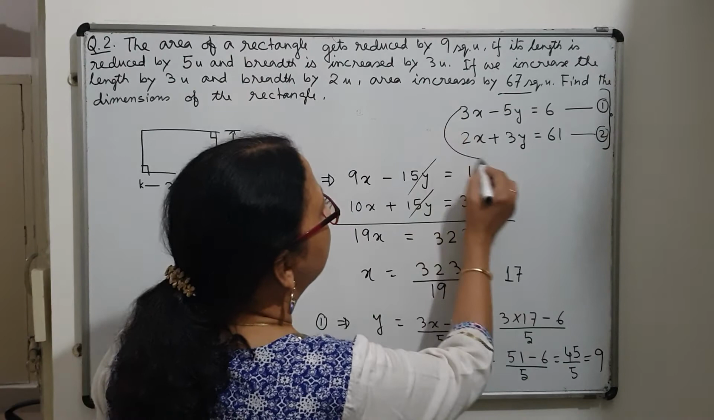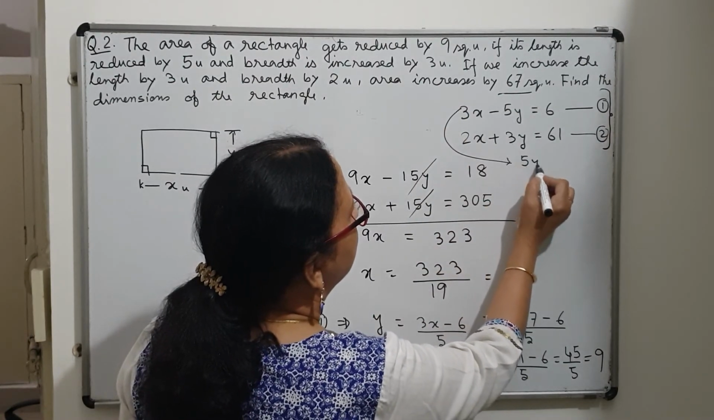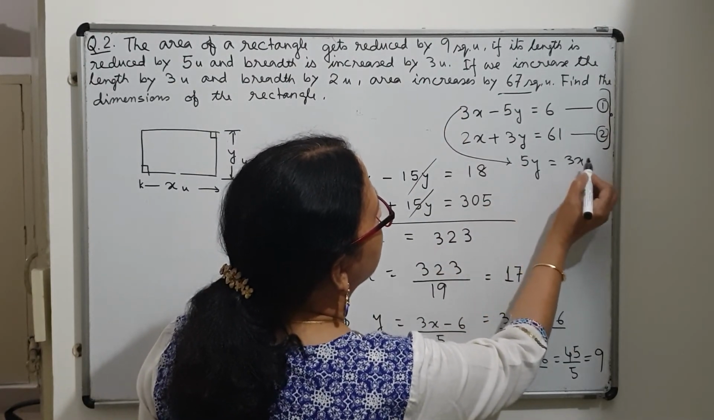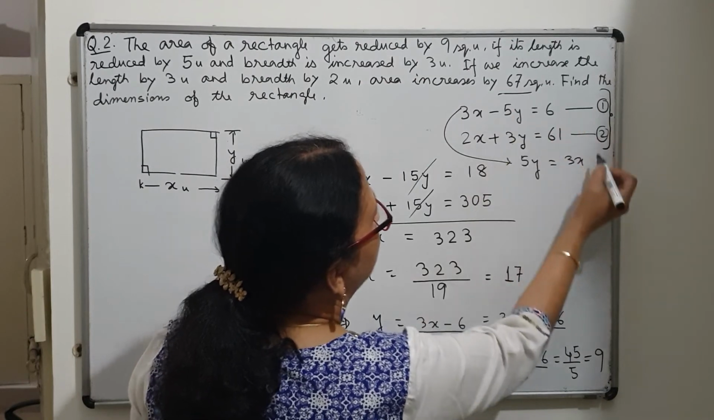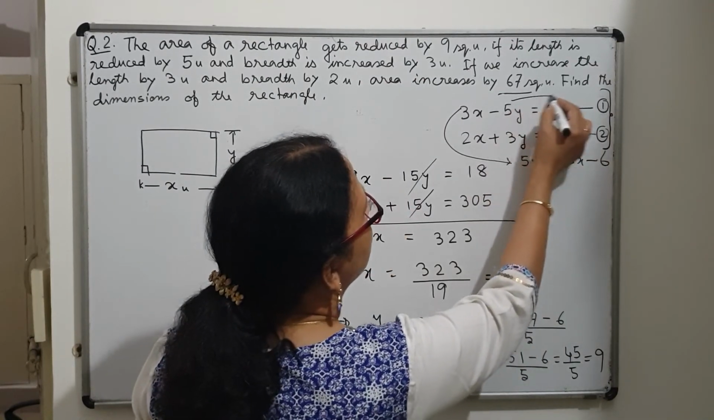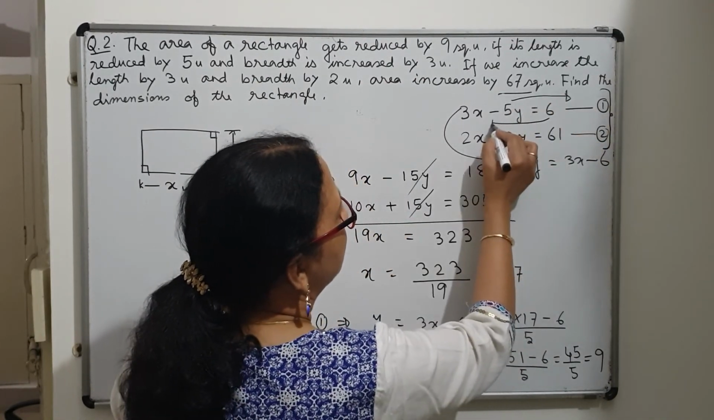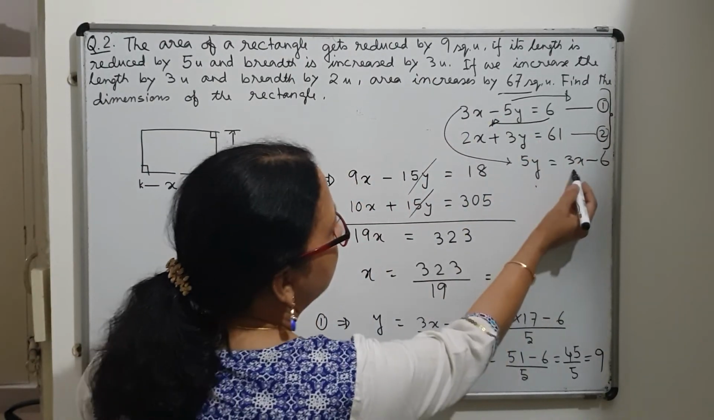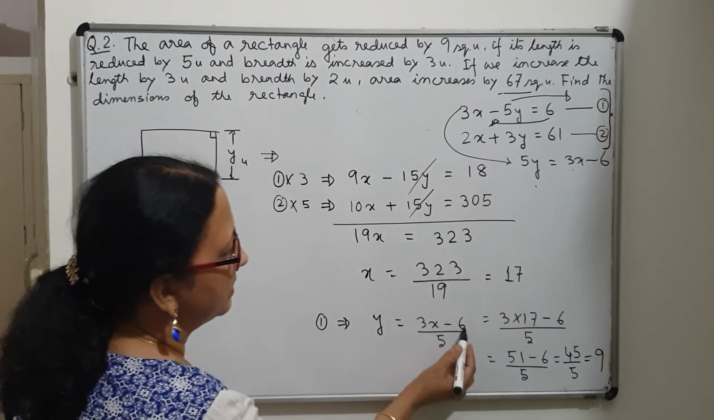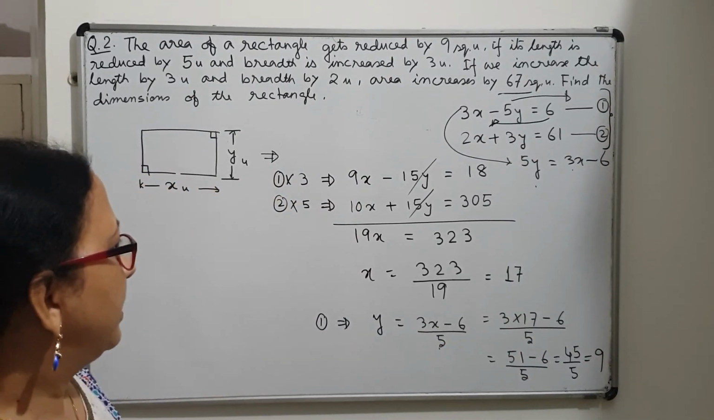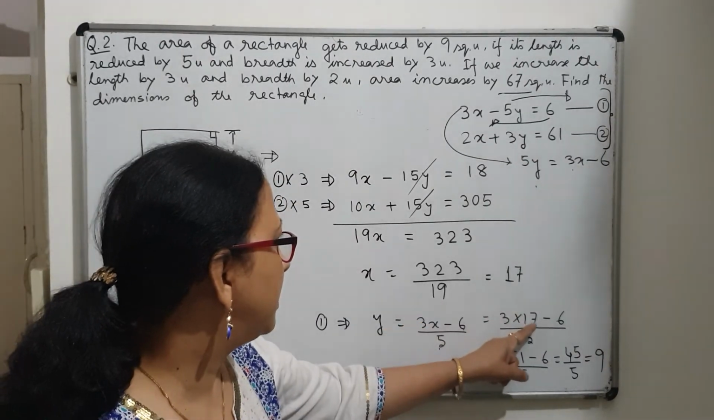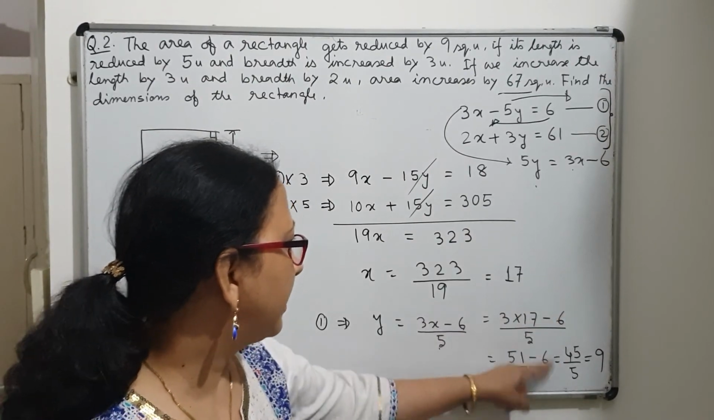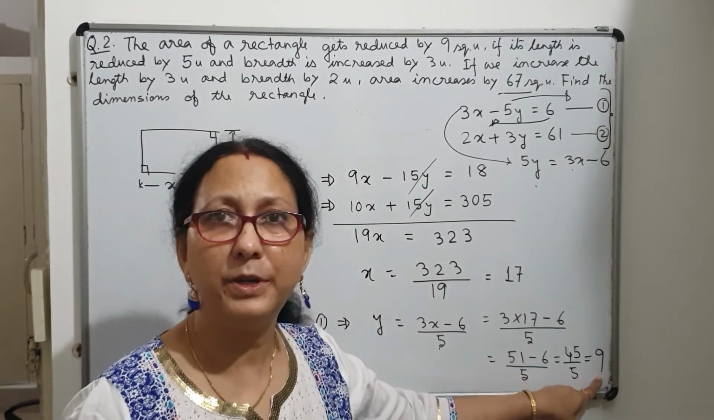From equation 1 I will get 5y is equal to 3x minus 6. If I take this to that side, it becomes minus. So y is equal to 3x minus 6 by 5. By putting the value of x here, 3 into 17 minus 6 by 5, and doing the calculation, I get the value of y to be 9.